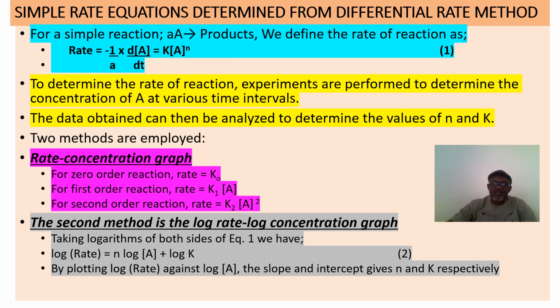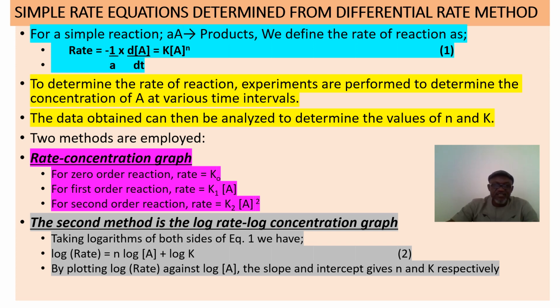To determine the rate of reaction, experiments are performed to determine the concentration of A at various time intervals. Then the data obtained can be analyzed to determine values of n and k. We have two methods. One is the rate-concentration graph. For zero order, rate is equal to k0. For first order, rate is equal to k1[A]. And for second order, rate is equal to k2[A] to power 2. We have done this before. The second method is to plot a log rate, log concentration graph.